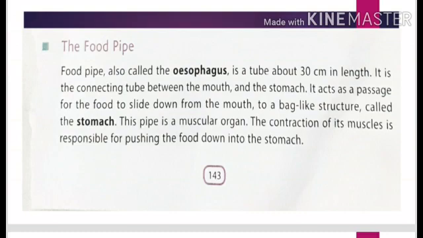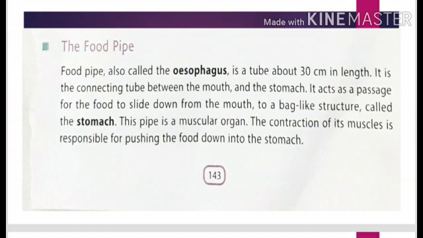And this food pipe acts as the connection between the mouth and the stomach. It acts as a passage for the food to slide down from the mouth to a bag-like structure called the stomach. You can say this is the slide of the food. Food starts sliding from the mouth through this food pipe to the bag-like structure that is called the stomach.